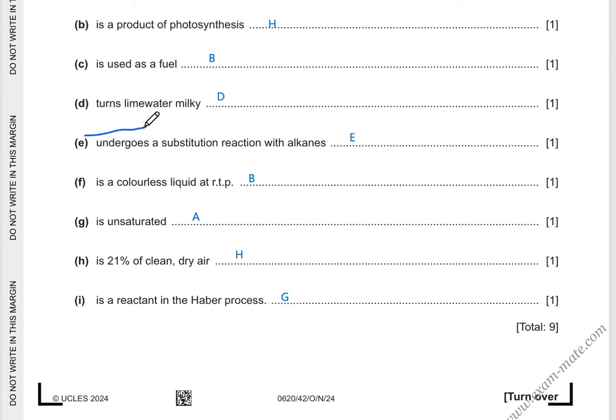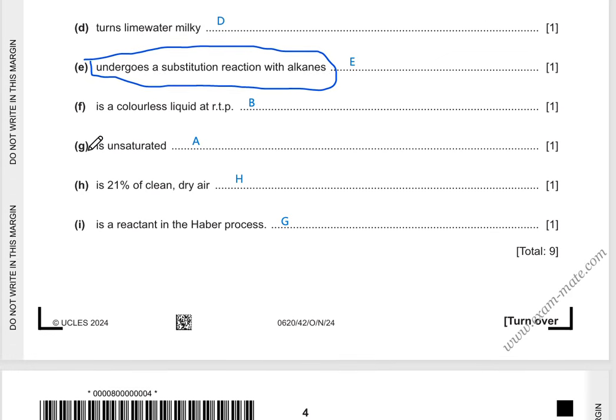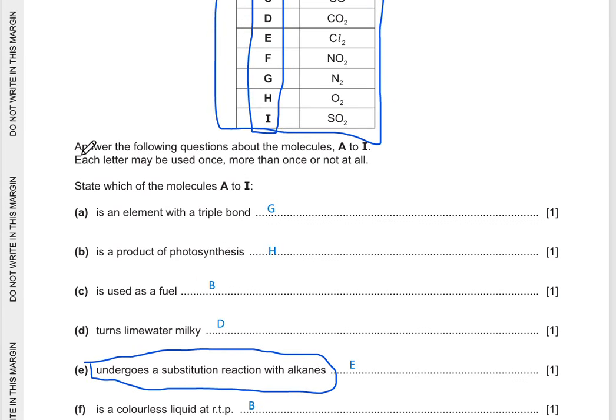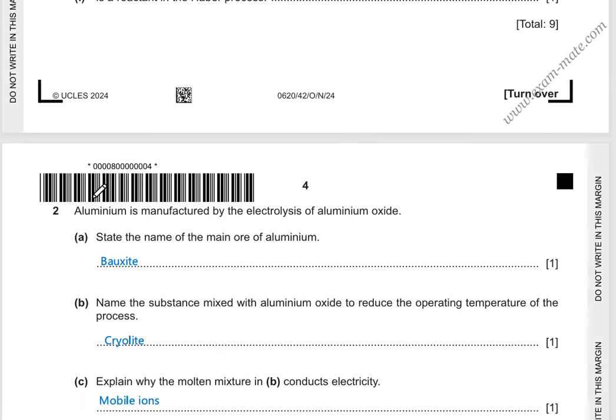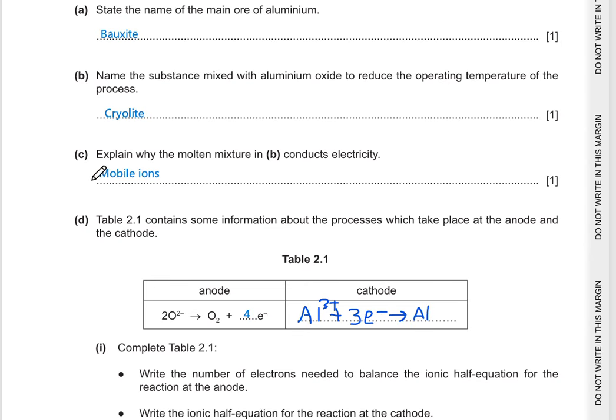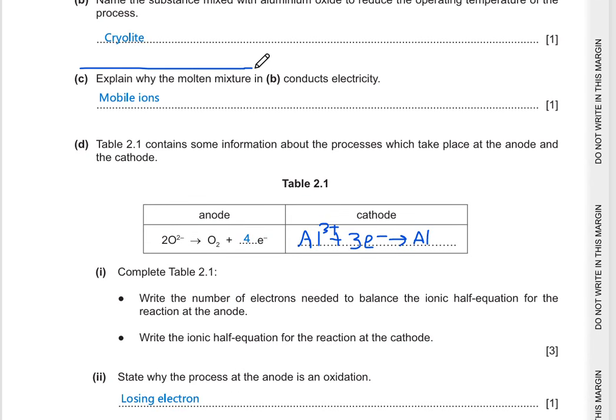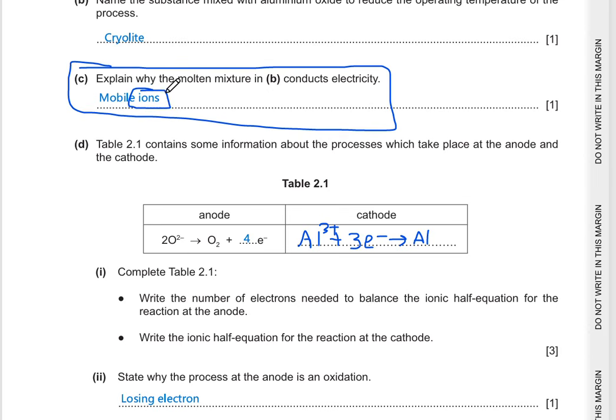The first question does have a tricky question, which is undergoes a substitution reaction with alkanes. Quite some questions that are easily mistakable, like some could forget the answer. And this one, like another mistake that students would do is saying instead of mobile ions, they would say mobile electrons, which is really, really wrong. Because it's a mixture, but if it's a metal, that would be electrons, yes.